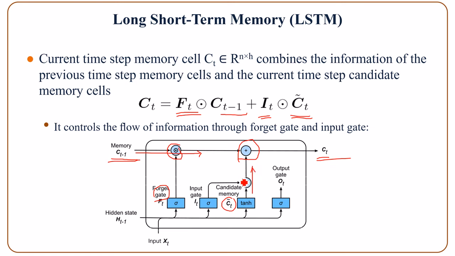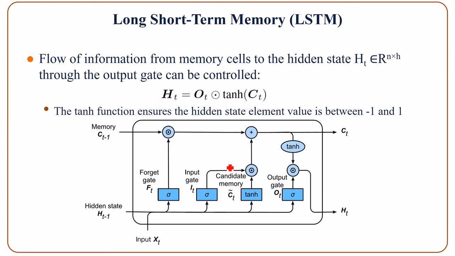And that contribution is decided by the value of the input gate. So this input gate controls the flow of information from the candidate memory cell, as we can see. The hidden state at the current time step t, h_t, basically takes the flow of information from the memory cell c_t, but how much is decided by the output gate o_t. And this operation is an element by element multiplication.